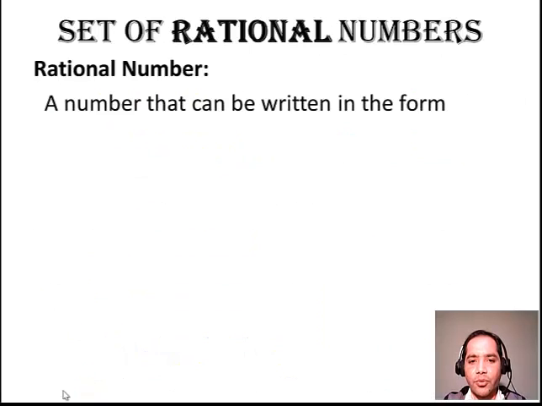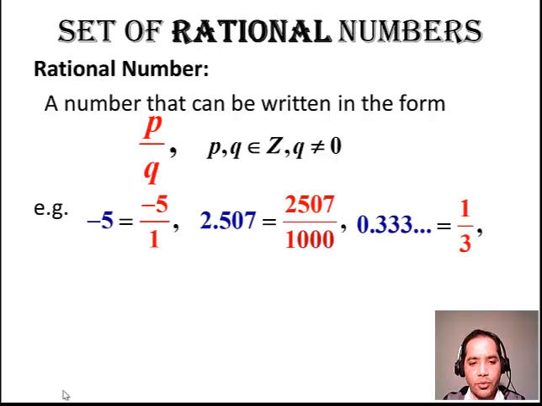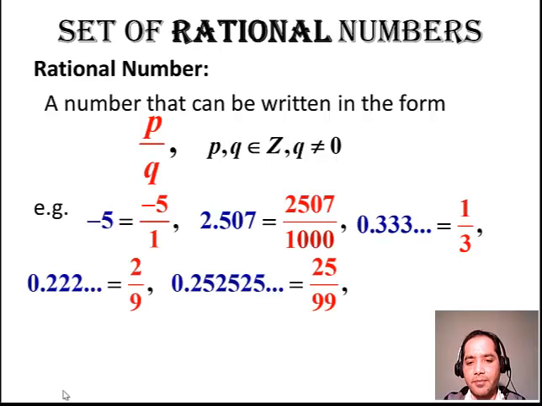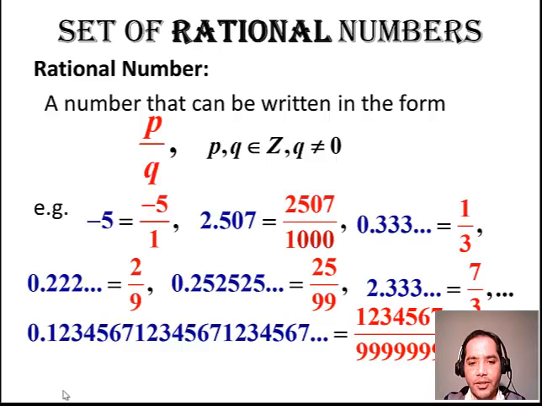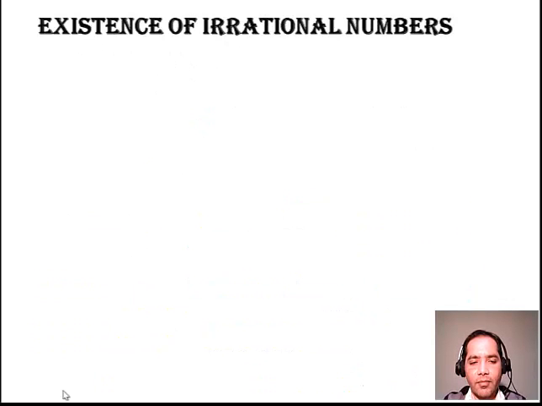Set of rational numbers: a number that can be written in the form p over q, where p and q belong to Z and q is not equal to 0. For example, -5, 2.507, 0.333, 0.222 and so on, 0.25, 2525 and so on, 2.333 and so on. These are all numbers that can be written as p over q. This is the set of the rational numbers.